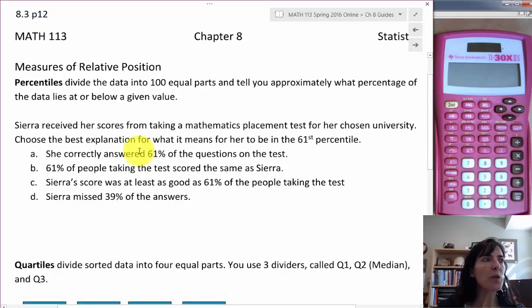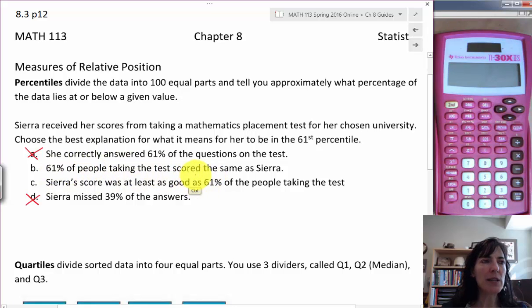Well, Part A and Part D are both talking about the same thing, and that's a normal definition for a percent, not a percentile. And both of those are incorrect because they are talking about percents, and this is not what a percentile is. So let's look at the other two.